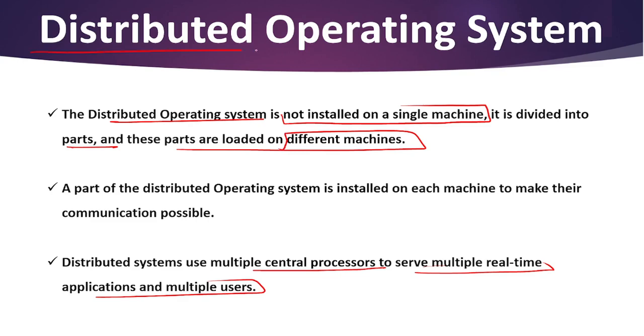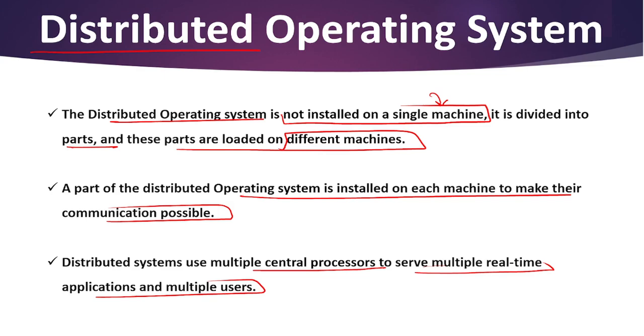Distribute करने का मतलब होता है किसी चीज को बांट देना सभी लोगों के बीच में. वहां पर भी यही चीज होती है कि it is not properly installed in a single device. It is divided into so many devices and work together. A part of the distributed operating system is installed in each machine to make their communication possible.